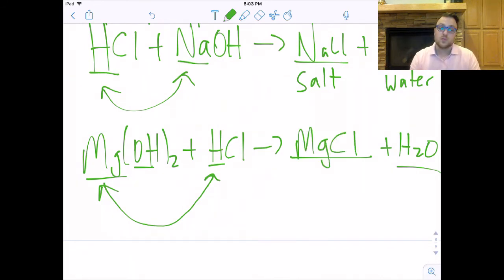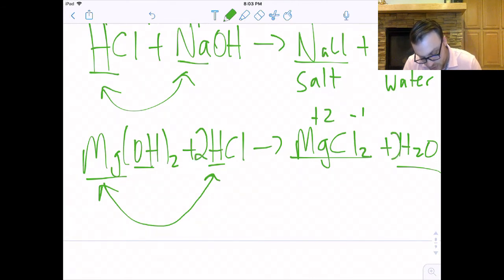Check your charges. They have different charges. They don't cancel each other out. There's a 2 and a 1. So crisscross and bring them down. I brought the 2 to Cl. A lot of times this will already be balanced for you and you just need to fill in the blank. So just make sure you go back and you balance your equation here. And that's it. That's double replacement.